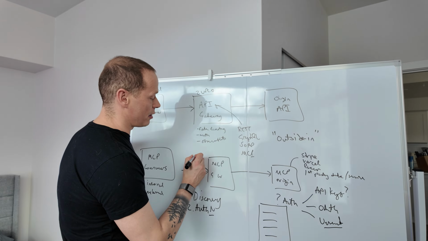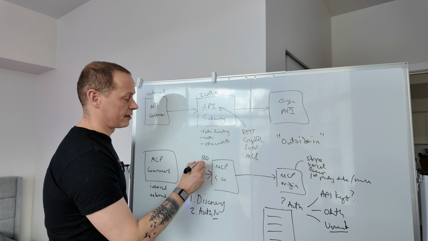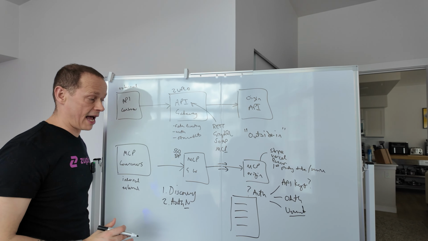You always want to be using on the front end here your SSO, your IDP, your corporate identity product. And so with an MCP gateway like Zoopla, we take care of the authentication translation for you. They always sign in with their SSO credentials, with their corporate account, and then we take care of translating on the back end here whatever auth needs to happen.